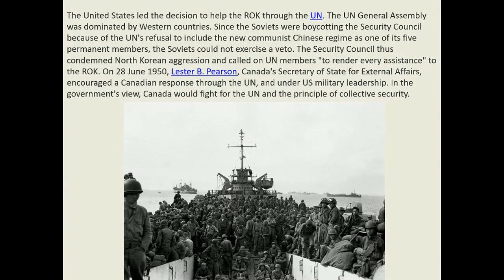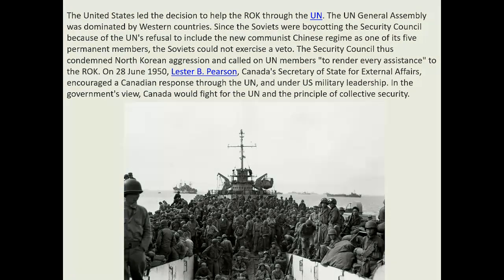The United States led the decision to help the ROK through the UN, and the UN General Assembly was dominated by Western countries, since the Soviets were boycotting the Security Council because of the UN's refusal to include the new communist Chinese regime as one of its five permanent members. The Soviets could not exercise a veto. The Security Council thus condemned North Korean aggression and called on UN members to render every assistance to the ROK. And that was in the beginning of the conflict.